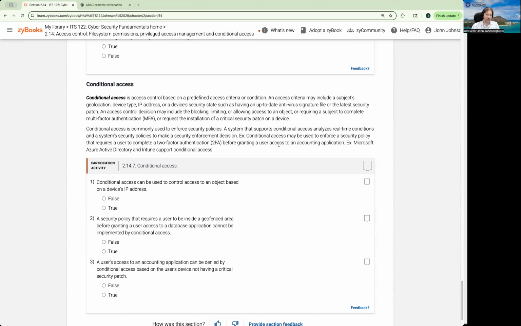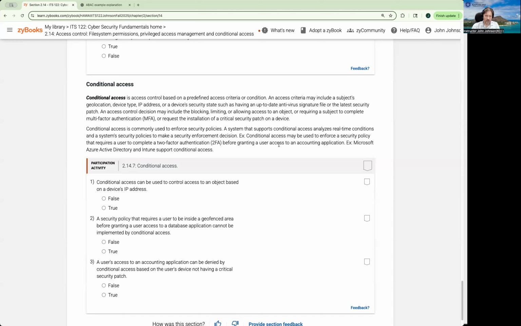This should sound familiar. We talked about this in previous sections. An access control decision may include blocking, limiting, or allowing access to an object, or requiring the subject to complete multi-factor authentication or install a critical security patch on a device. We've talked about this as well. Conditional access is commonly used to enforce security policies. A system that supports conditional access analyzes real-time conditions and system security policies to make a security enforcement decision.